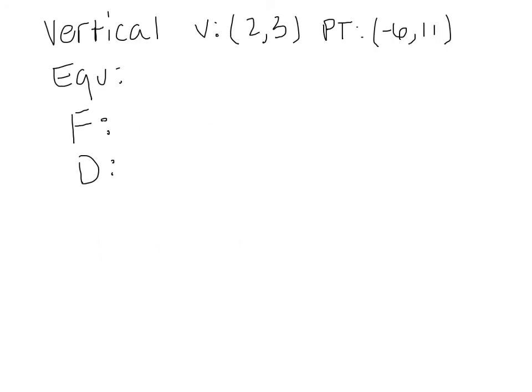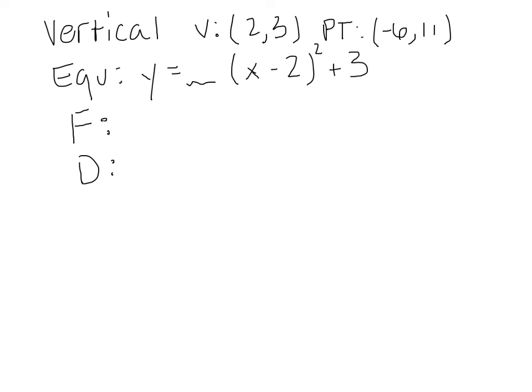In this last example, we're going to look at a vertical parabola. And this vertical parabola has a vertex of 2, 3, and it goes through the point -6, 11. So we don't have any of our special points here except the vertex. We don't have the focus or the directrix. We can get started on our equation though, because we know it's vertical, so we know it's going to be y equals. We don't know what the a value is right now, so we'll leave that blank. x minus h, which is x minus 2 squared, plus k, so plus 3.